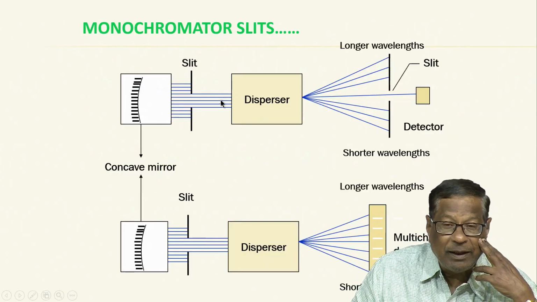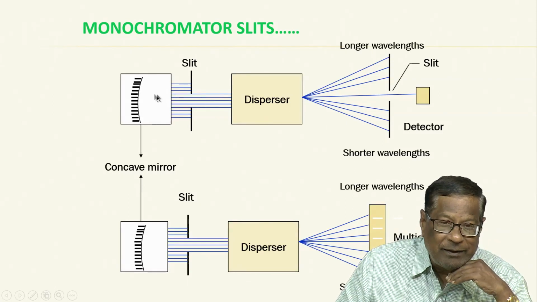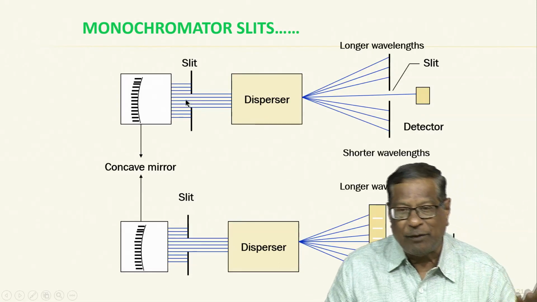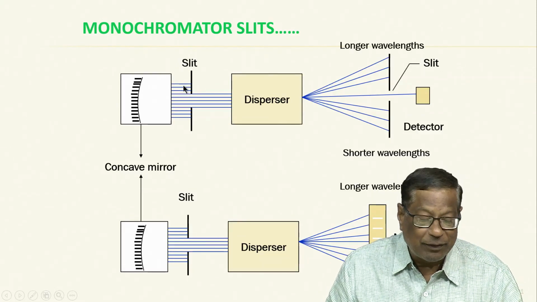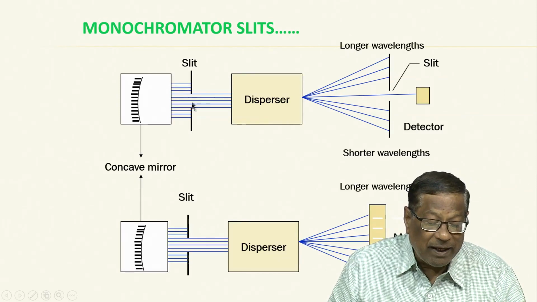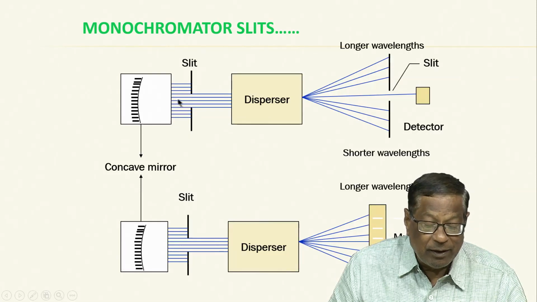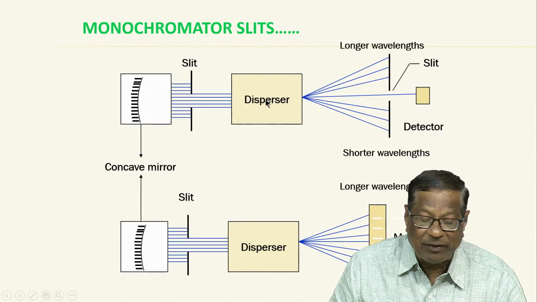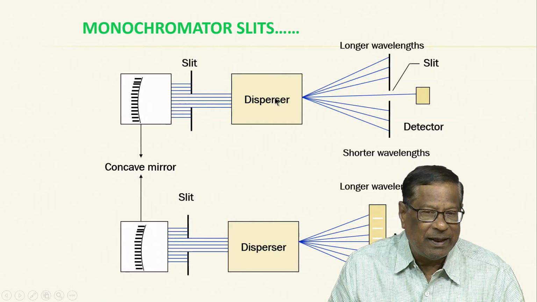Now, I want you to look at the top figure. Here I have a concave mirror, and then all the radiation that comes out is all parallel. That is the quality of the concave mirror. That is why a lot of concave mirrors are used in most of the instruments. And then I put a mechanical plate here with a small hole. That allows me to take out only a small portion of the incident radiation that is coming out and into the disperser.